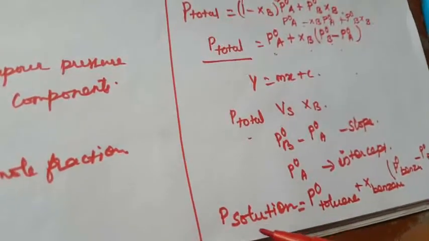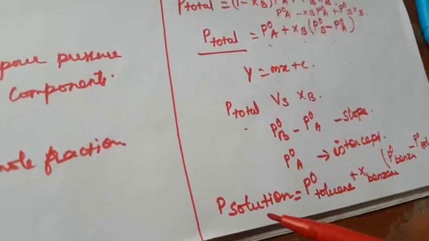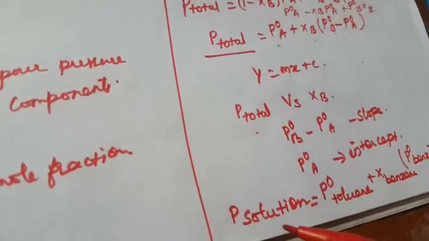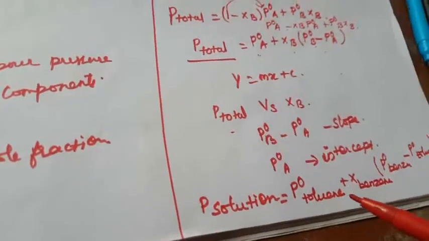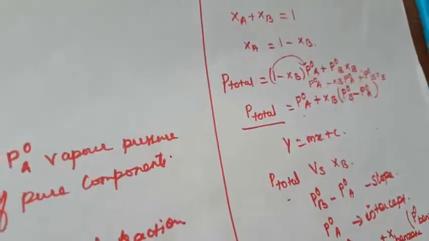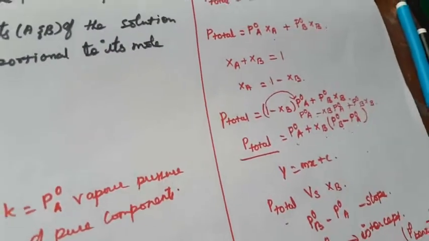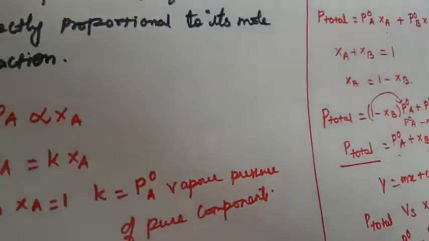So we are comparing the equation, applying this equation for toluene and benzene, that is P solution is equal to toluene plus benzene. So this is the answer: the vapor pressure of the binary solution using Raoult's law.